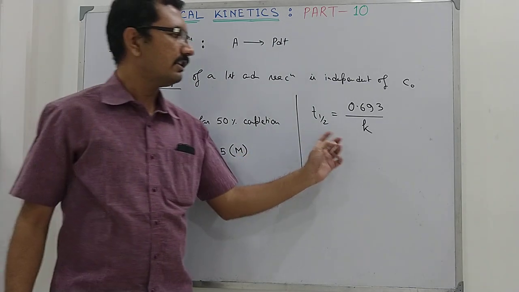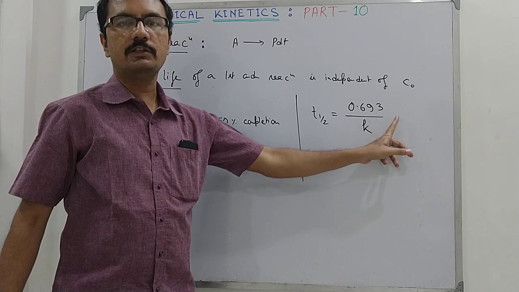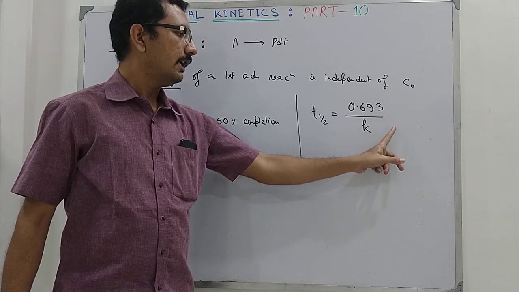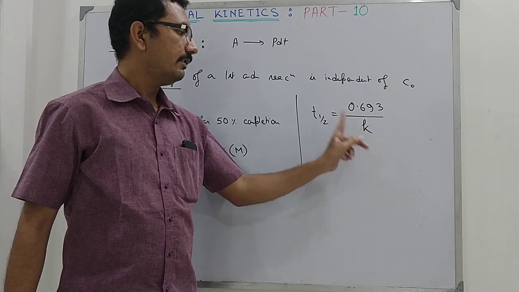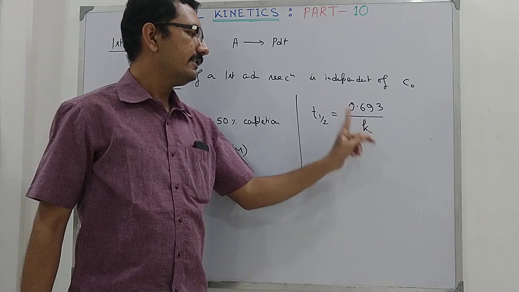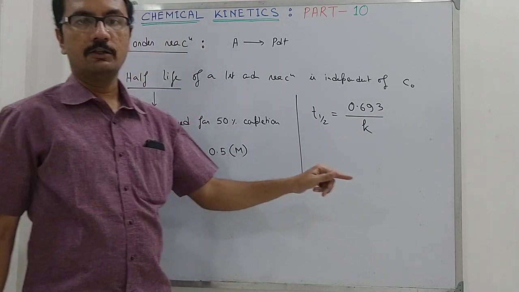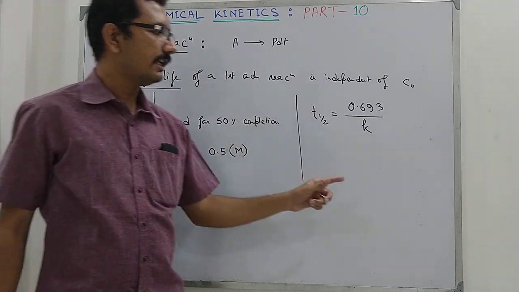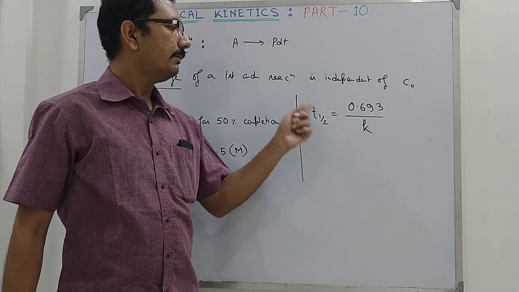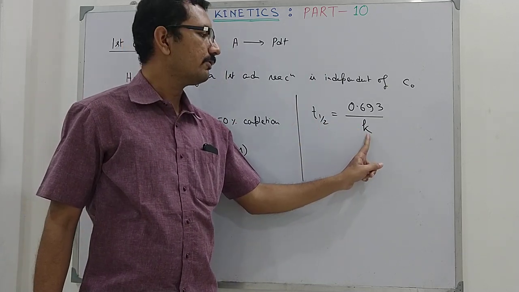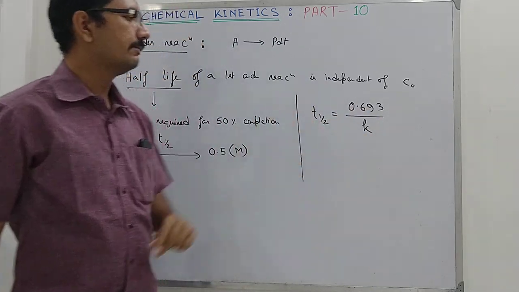So here you are not getting the expression of C0. So it is independent of the initial concentration. Now it is dependent on the rate constant. But the rate constant is definite for a particular reaction at a definite temperature. So as long as temperature is constant and you are performing an experiment with a particular reaction, K will remain constant. So you have a definite half-life.